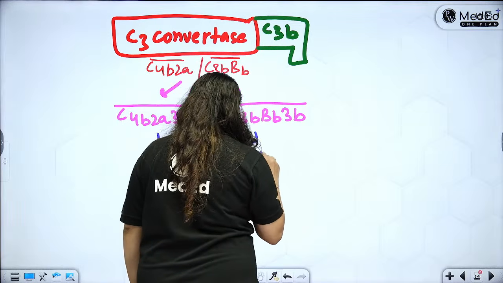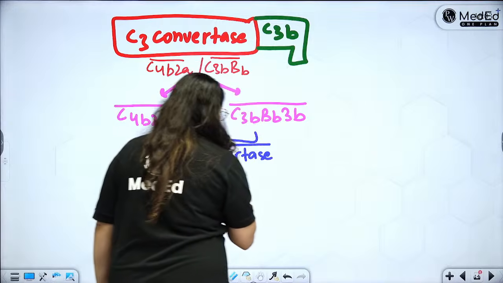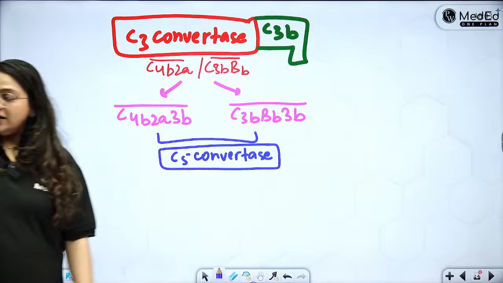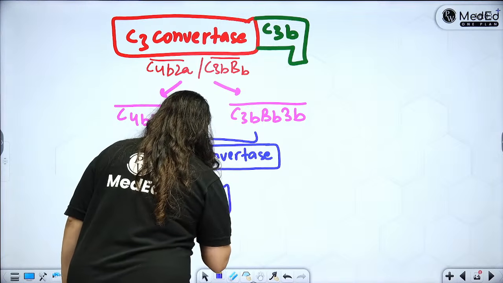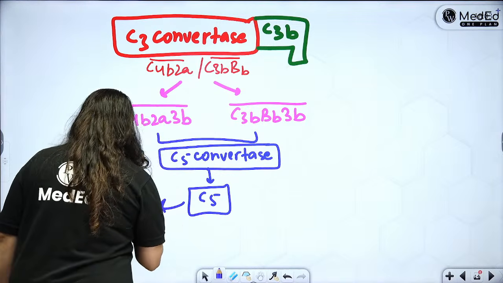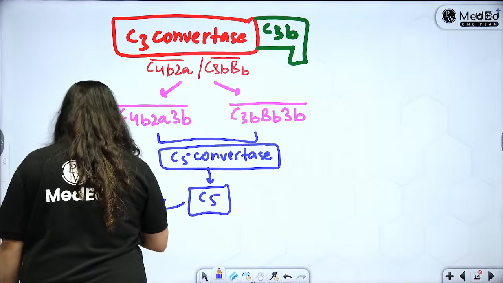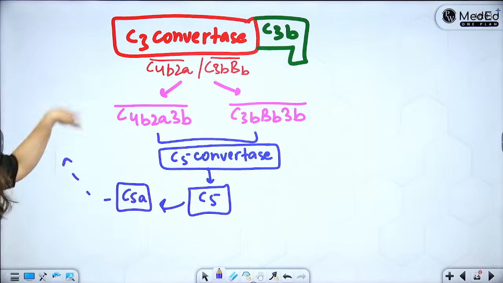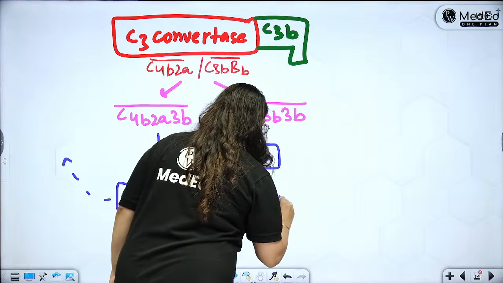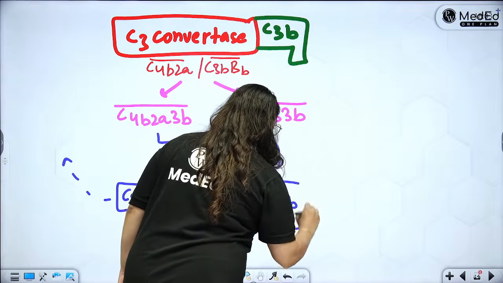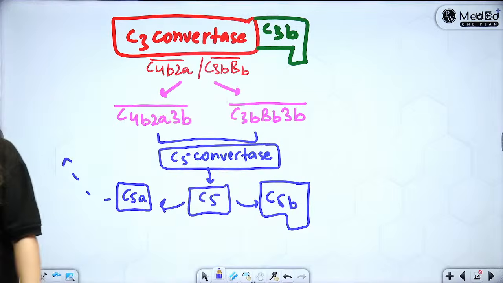Now the C5 convertase will also do what? It will cleave C5. When it cleaves C5, either it will break into a small C5a, which will go and do the same thing, anaphylaxis and phagocytosis, or it will break into C5b, which is the bigger, binding fragment. Okay?